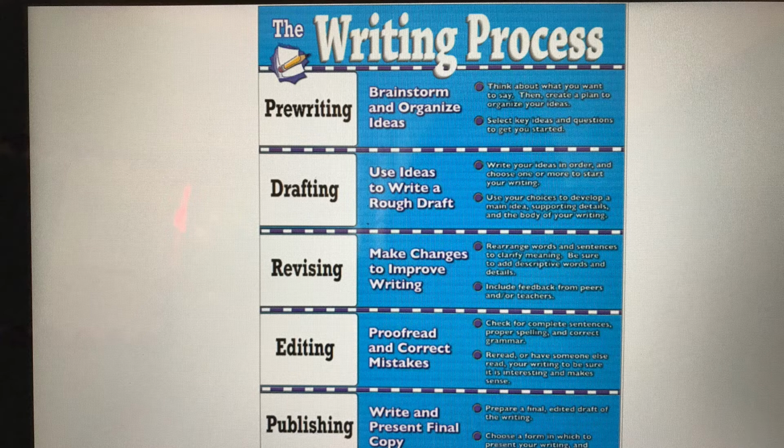Then you draft, or the drafting stage. You use those ideas to write a rough draft, a practice draft of your writing. So you write your ideas in order, and then you choose one or more ways to start. Then you revise your writing. Maybe you make changes to improve it, to make it even better, adding more words or more details. Then you edit by fixing any mistakes that you might have read and making sure it makes sense. Then you write it in your publishing draft. And your publishing draft just means that you write and present your final copy, your very best work.